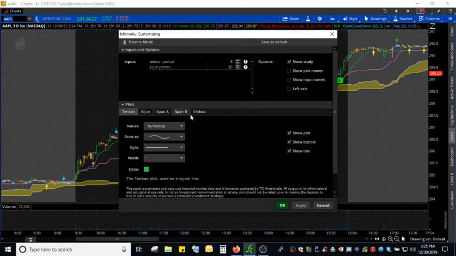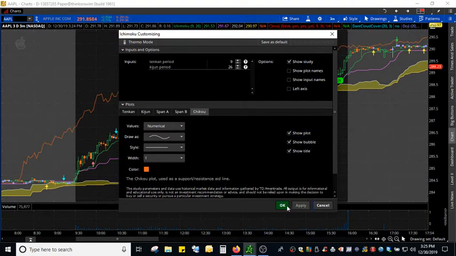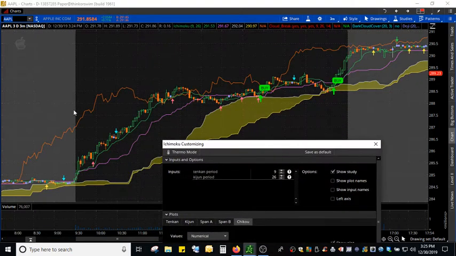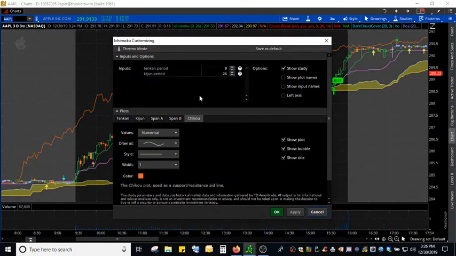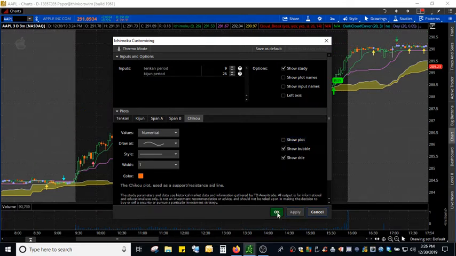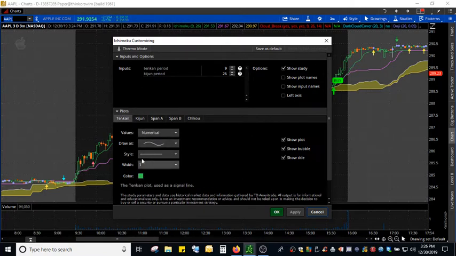Tenkan line, Kijun line, and Chikou line. Now the Chikou line I have turned off. I don't use that. You can see this orangish line. I don't use that. I don't really see much value in it. To me, I don't see much support or resistance with it. It's just extra stuff that doesn't need to be there, so I get rid of it. Everything else I leave default. I don't change anything else. I may have changed colors on these. I don't remember.